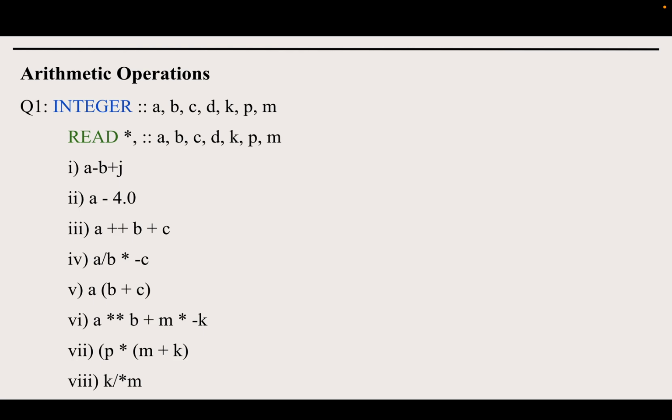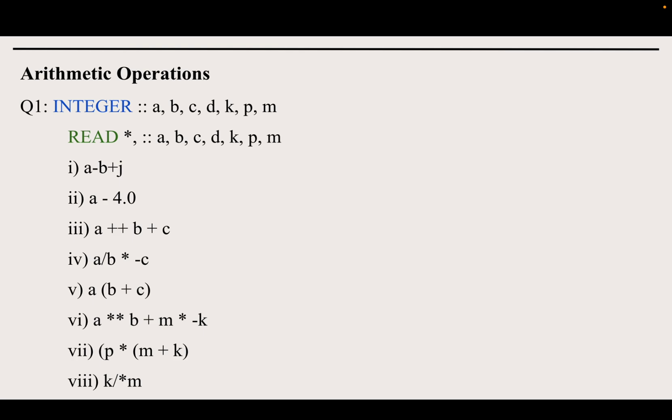So here we can see that I have defined the integer variable type for a, b, c, d, k, p and m, and we also want to read these from the keyboard so that the user can enter the values of a, b, c, d, k, p, m. And next, here there are some expressions. I have listed 8 expressions here.